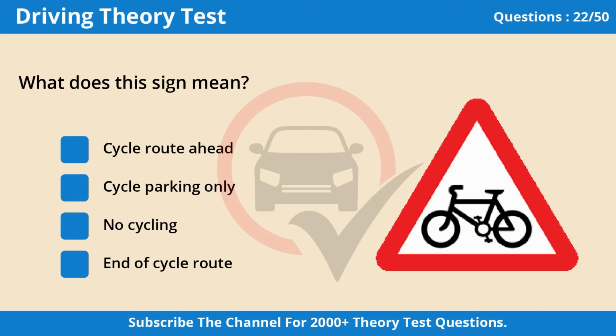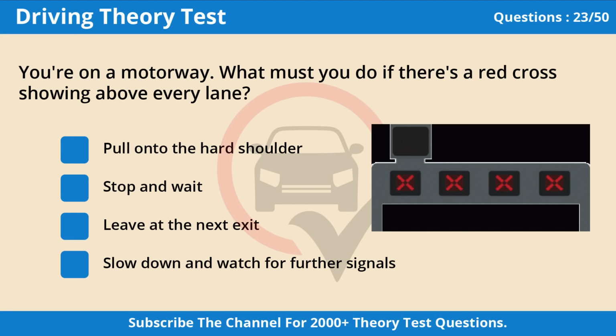Question 22. What does this sign mean? A. Cycle route ahead. B. Cycle parking only. C. No cycling. D. End of cycle route. The answer is A. Cycle route ahead.